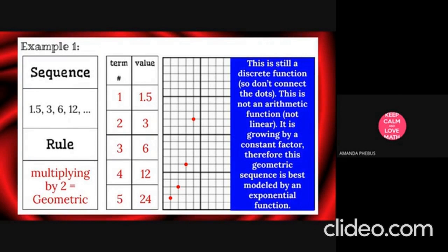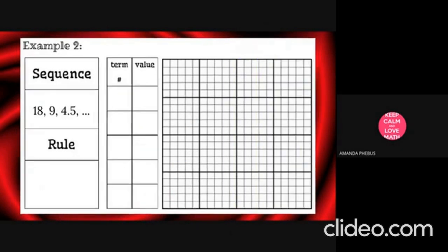This is not an arithmetic function because it's not linear. It's growing by a constant factor. I'm multiplying by the same number each time. So therefore, this geometric sequence is best modeled by an exponential function. Its growth is growing. Okay, let's look at example 2.